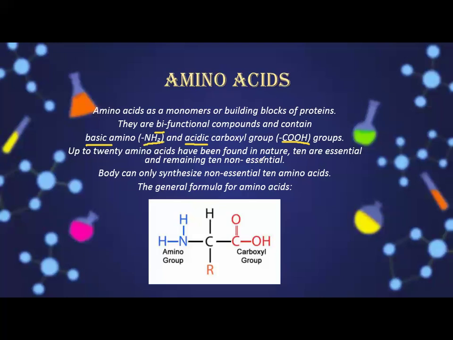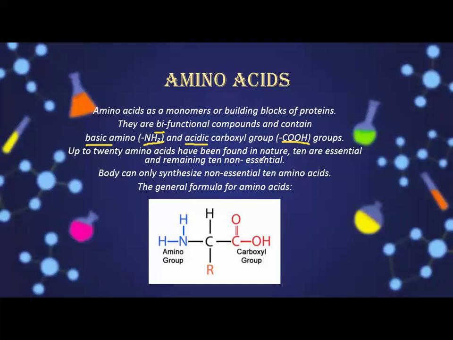But the question arises: how do we get the essential amino acids, or where can we get them? The essential amino acids can't be produced in our body, but we can take them through our diet, by eating foods which contain protein. These diets can fulfill our requirement of essential amino acids, whereas the non-essential ones can be produced in our body.